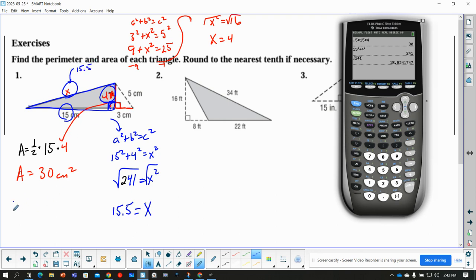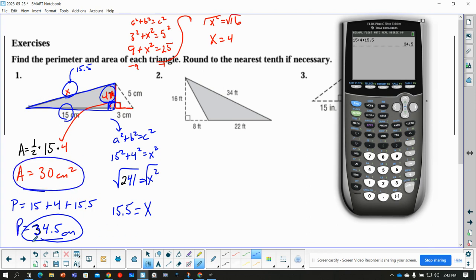So now to find the perimeter of this shaded part, 15 plus 4 plus 15.5 is what we're going to add up. So 15 plus 4 plus 15.5 is 34.5. Oh, it did it again. So there's my perimeter, 34.5. So area, 30 centimeters, perimeter, 34.5. That was a long problem. All right, let's try this next one here.